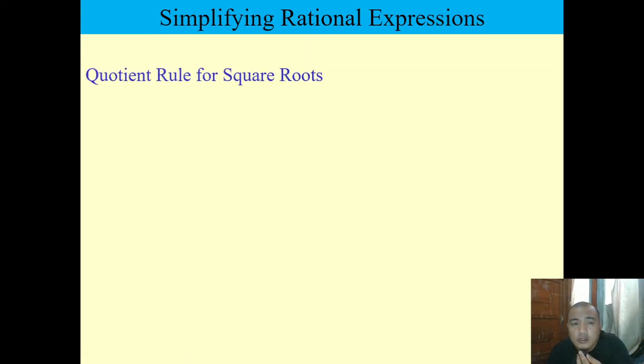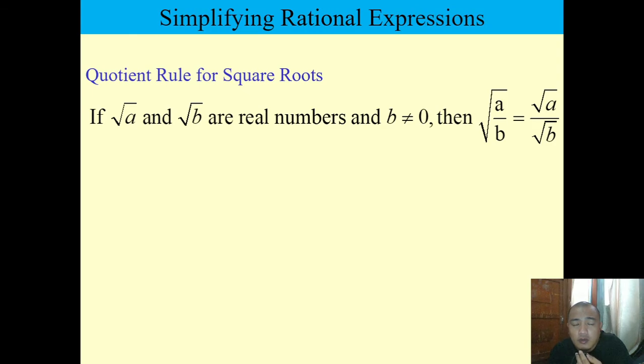Next, quotient rule for square roots. If square root of a and square root of b are real numbers and b is not equal to 0, then square root of a over b is equal to square root of a over square root of b.